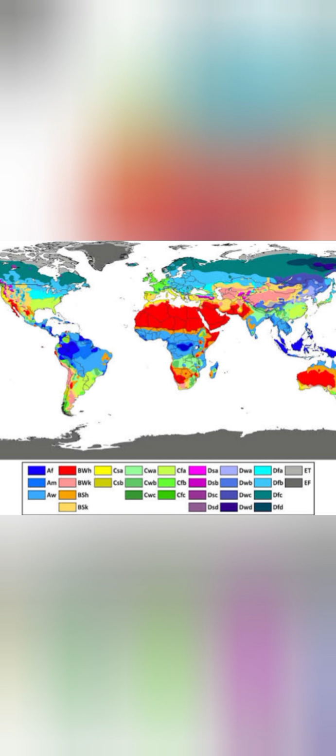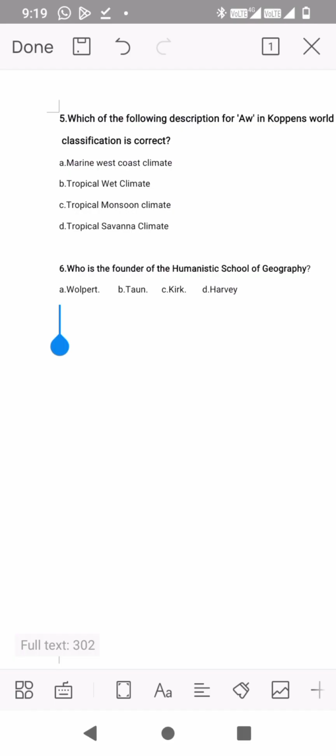So A is divided further into AF, AM, and AW. AF is the tropical region which has got no dry season or which are wet tropical regions. AM are the short dry season or the dry tropical regions, and AW are the winter dry season which are the savanna regions.